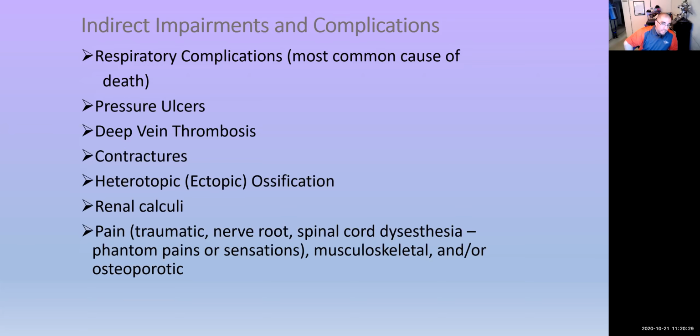Or pressure injuries. I got to change that. I keep forgetting to change that one to pressure injuries. We don't call them pressure ulcers anymore. We don't call them decubitus ulcers anymore. They are pressure injuries. Why we call them that is because ulceration is a natural process. Pressure injury means we caused it, which is what truly it is, right? Ulceration means that it just happened. No, we caused them to have pressure injuries. DVTs, contractures, heterotopic or ectopic ossification we talked about.